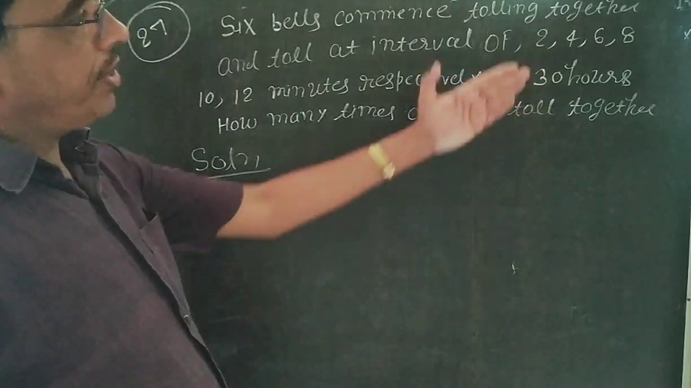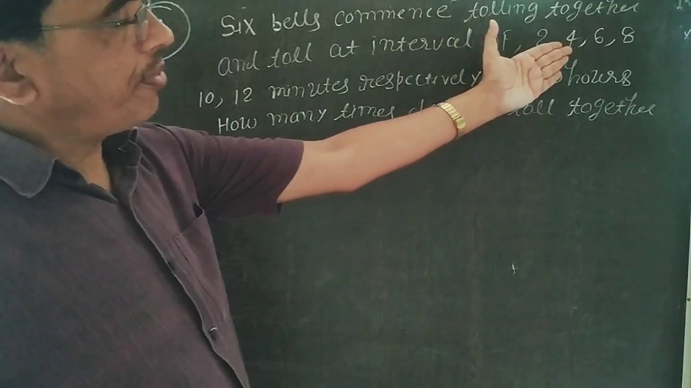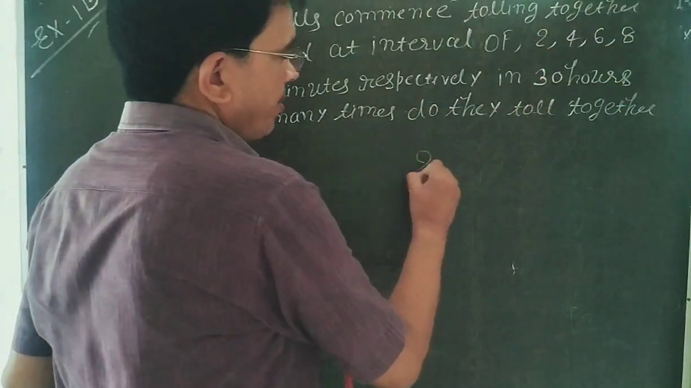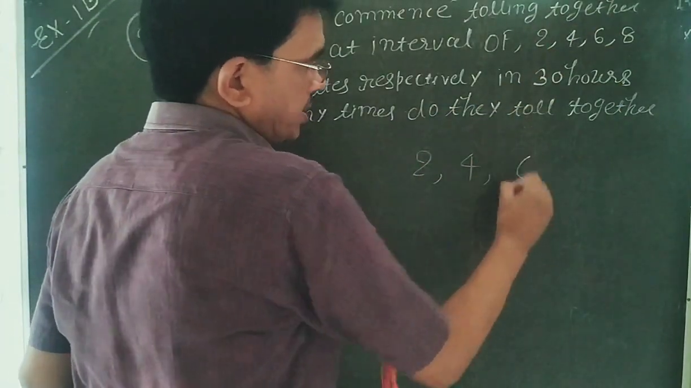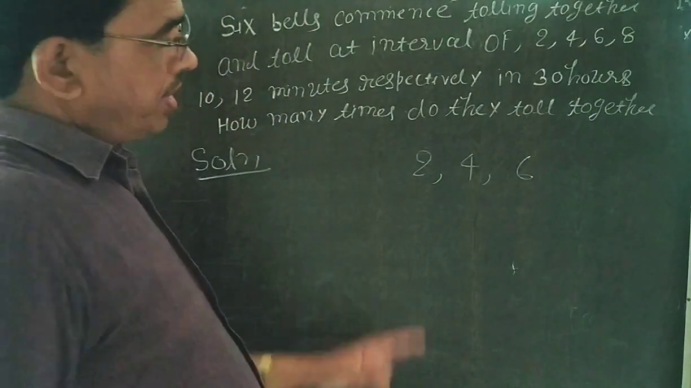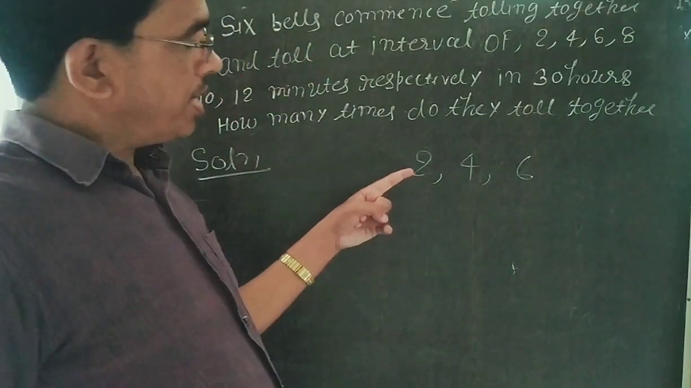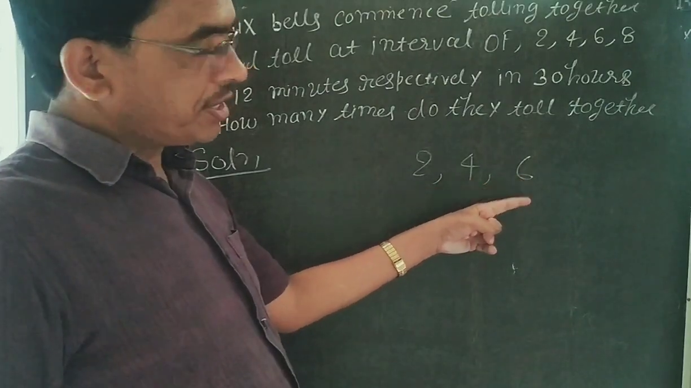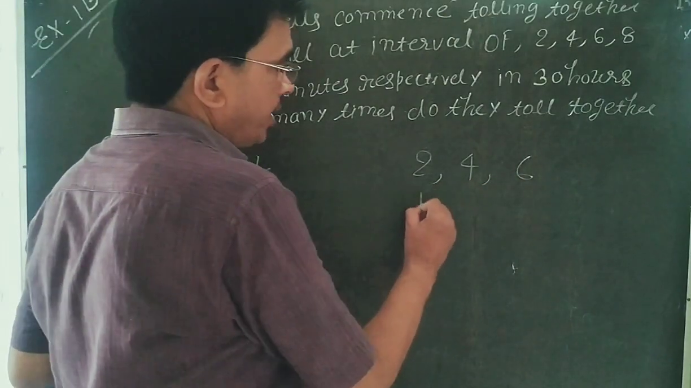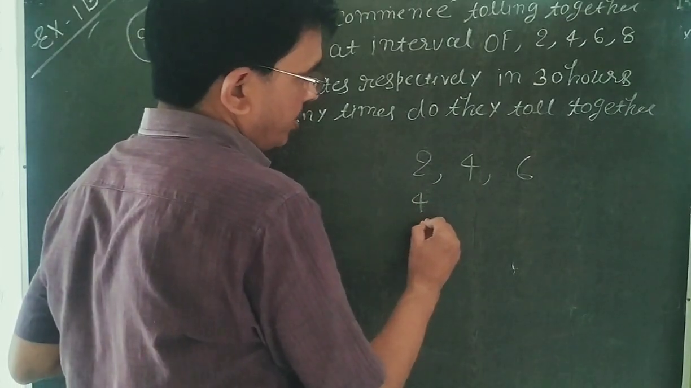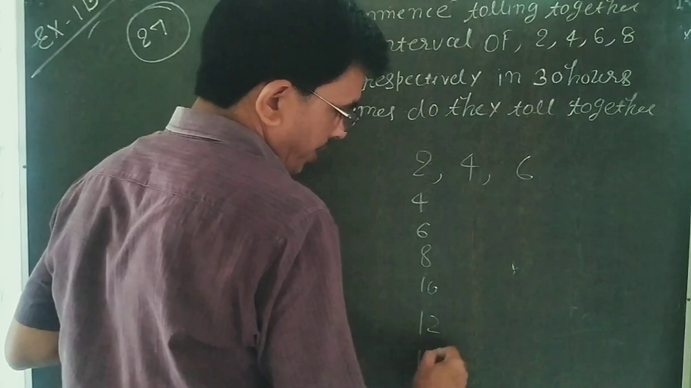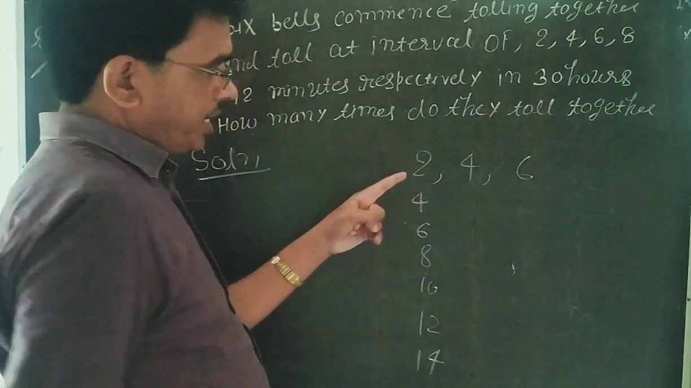Dear student, after 2 minutes the bell rings, after 4 minutes it rings, after 6 minutes it rings. In a simple way, you think of 2, 4 and 6. Find out after 2 minutes the bell rings, after 4 minutes the bell rings, after 6 minutes the bell rings. So 2 minutes you ring 4, 6, 8, 10, 12, 14. That means every 2 minutes it rings.